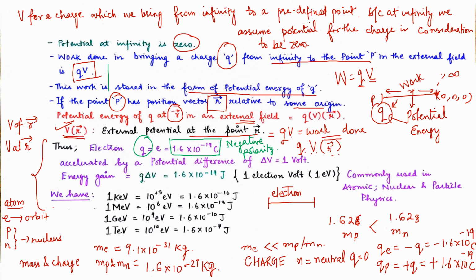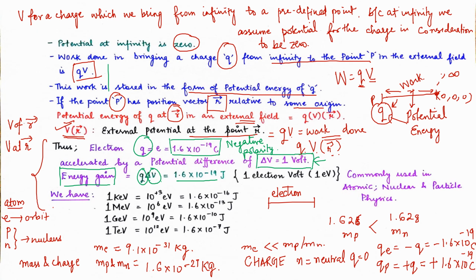Now this charge is brought from a point to the point P and is accelerated by a potential difference of 1 volt. We have brought it fastly, so the acceleration provided is of 1 volt. Now the energy gain during this acceleration is charge into the potential difference. Charge is 1.6 into 10 to the power minus 19 coulombs and into 1 volt.